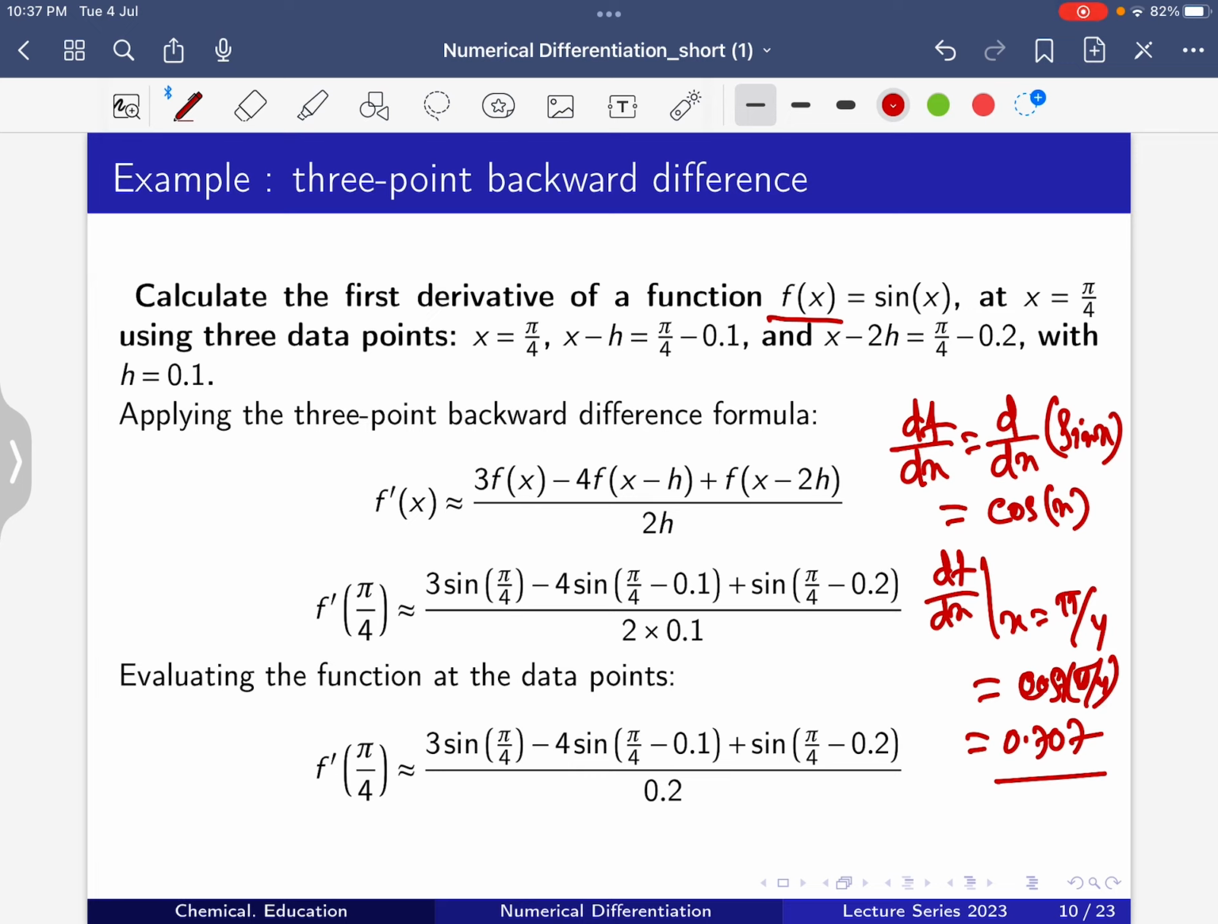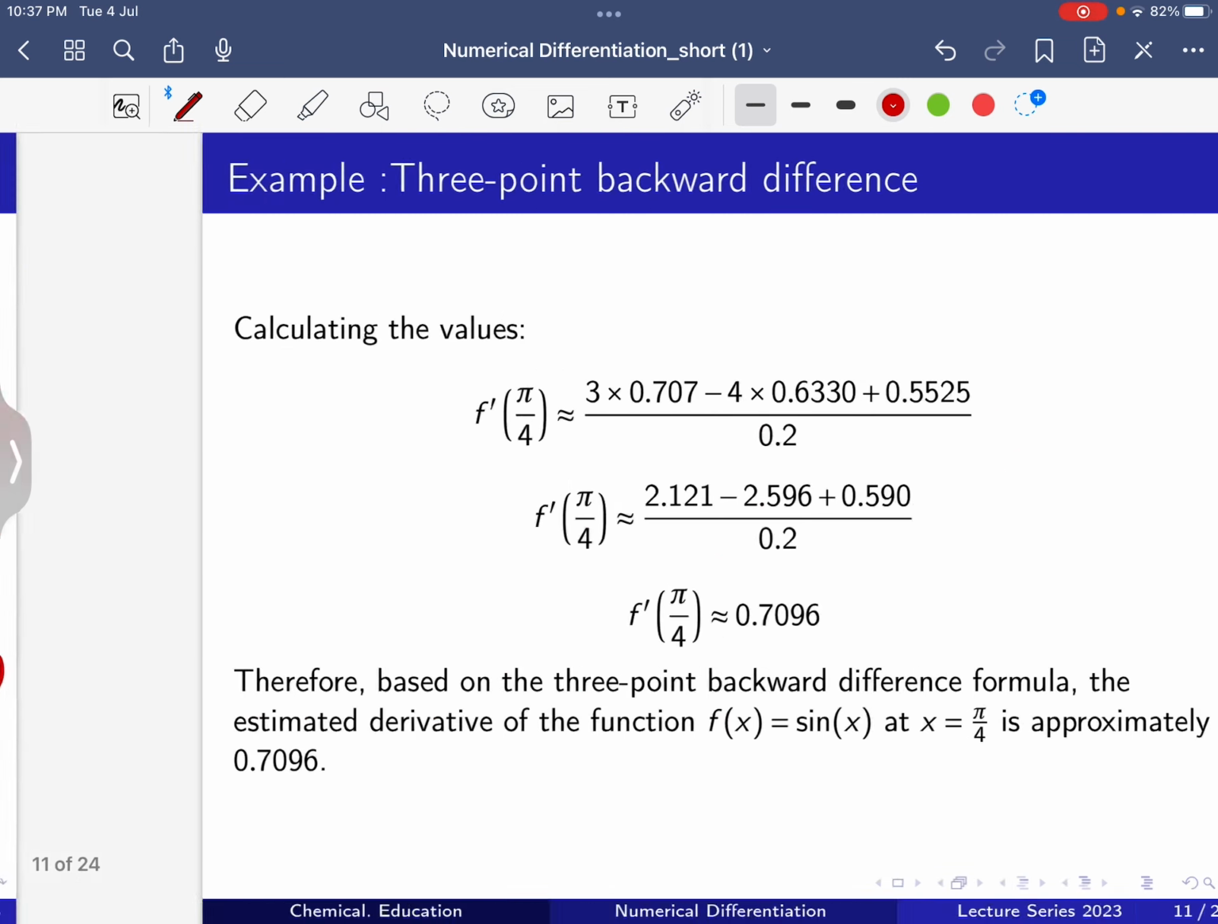Now I'm going to calculate the differentiation by using the 3-point backward difference formula. What is the 3-point backward difference formula? f'(x) = (3f(x) - 4f(x-h) + f(x-2h))/2h. Here f(x) is sin x, so at x = pi/4 we have 3 sin(pi/4) - 4 sin(pi/4 - 0.1) + sin(pi/4 - 0.2), divided by 2 into 0.1, meaning 0.2.